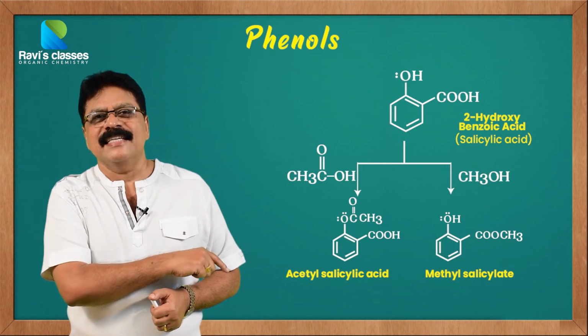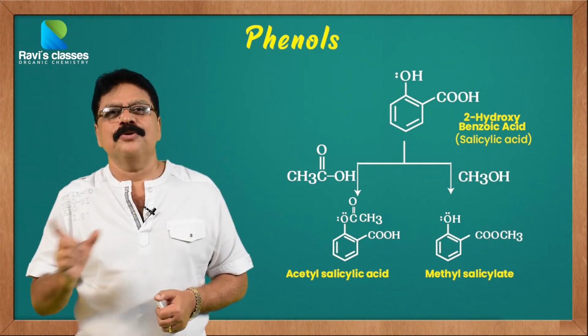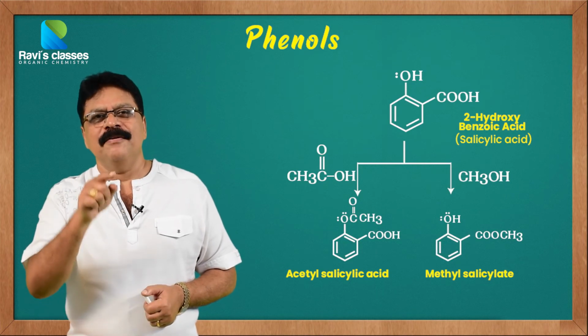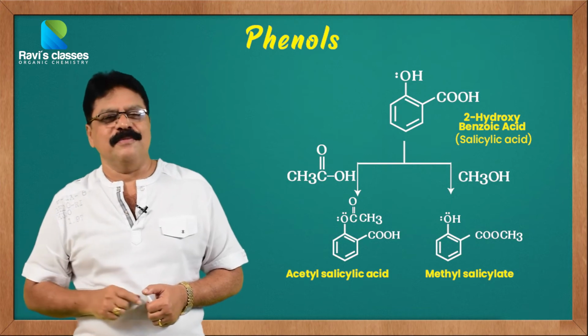Similarly, methyl salicylate is oil of wintergreen or the oil found in eucalyptus oil. So, these are two important commercial things that can be produced from the salicylic acid resulting from the Kolbe's reaction.